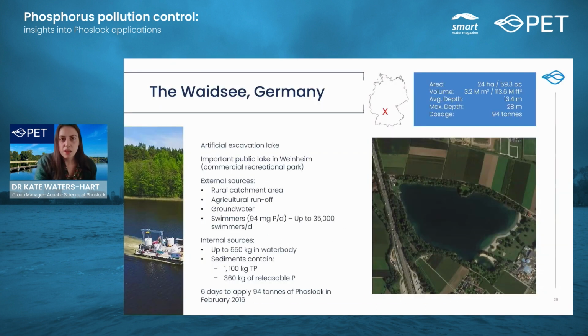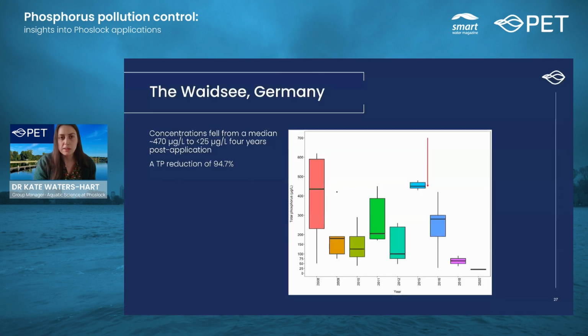We have the Weizsee in Germany. This is an artificial excavation lake. It's a very important public lake in Weinheim. It's a commercial park, so people have to pay to enter and use it. It has a rural catchment and suffers from agricultural runoff, and again has a significant amount of swimmers, up to 35,000 a day. The site also suffered from internal loading from the sediments, and 94 tons of Phoslock was applied over 6 days. This is a good example of how Phoslock works well over time.